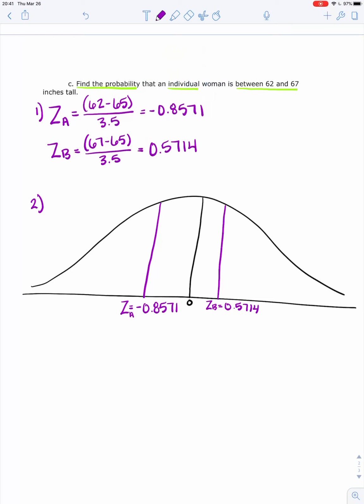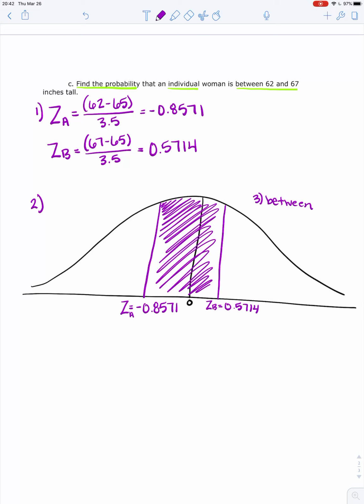Okay, and then step 3, now we have the keyword between. So we want to find the probability of being between these two heights. So I'm going to shade everything between my ZA and my ZB, between the two z-scores that I labeled. Okay, I'm done. So that's the area that we're looking for.